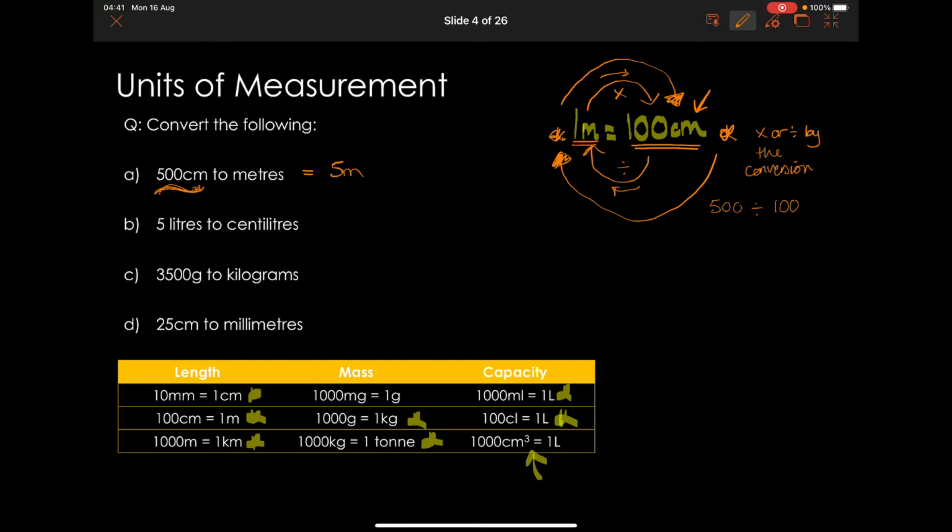Because I always times or divide by the conversion factor. The conversion factor is always the big number here. It can't be the 1 because we'd get the same answer. So it must be that big number. So 500 divided by 100 is 5. So I know I get 5 metres out of that. Okay. Right, let's look at another one.